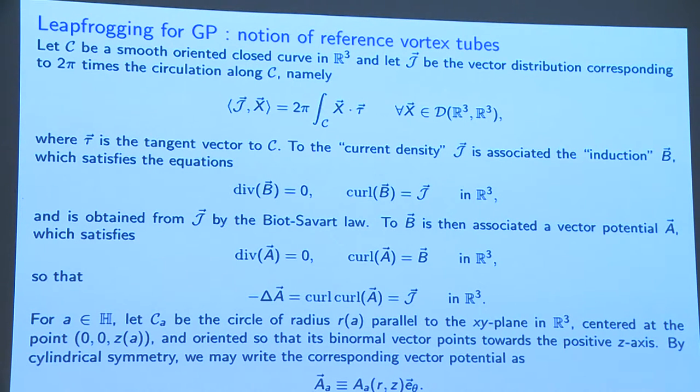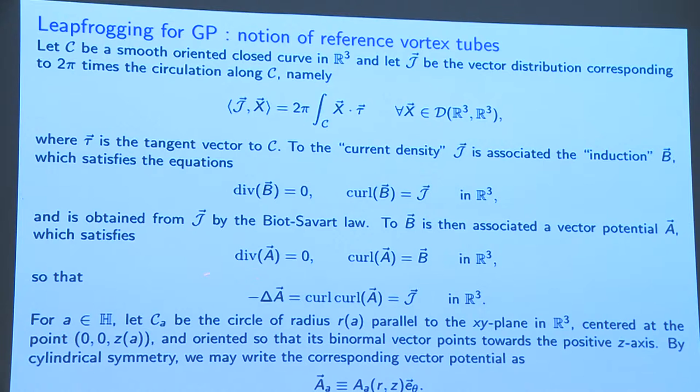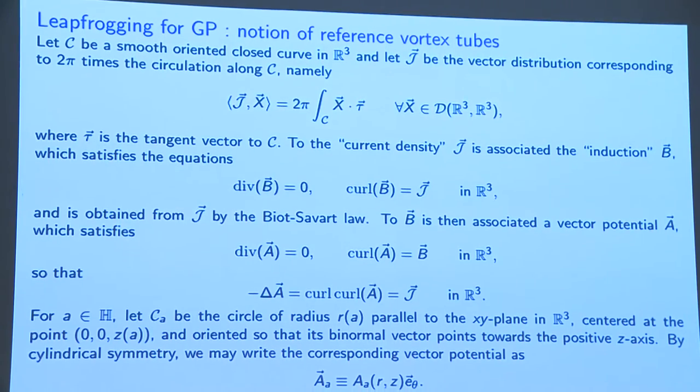Now, when you have a line of current, I think in terms of electromagnetism, you have an induction capital B, which satisfies divergence of B equals zero, and the curl is exactly capital J, which you recover by Biot-Savart. And when you have the induction, you can go to the vector potential, which satisfies now these sets of equations, and then you get that the vector Laplacian of the vector potential is equal to J.